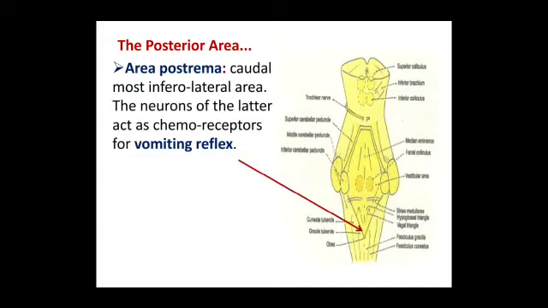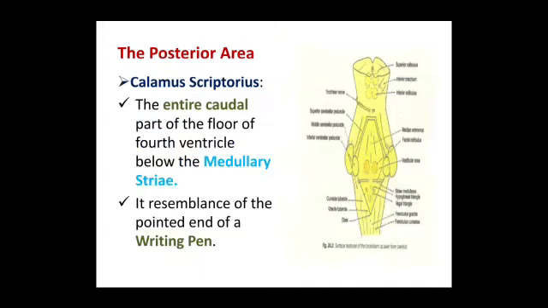Area postrema, the caudal and most inferolateral area. The neurons of the area postrema act as chemoreceptors for the vomiting reflex. Calamus scriptorius: the entire part of the floor of the fourth ventricle below the medullary striae or stria medullaris resembles the nib of a writing pen, hence called the calamus scriptorius.